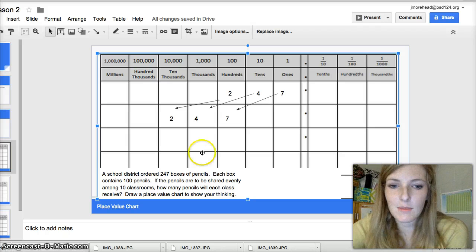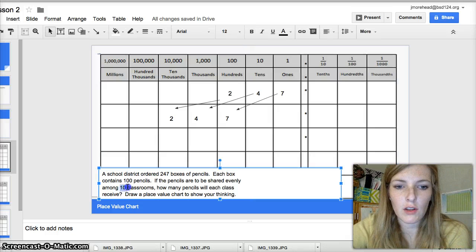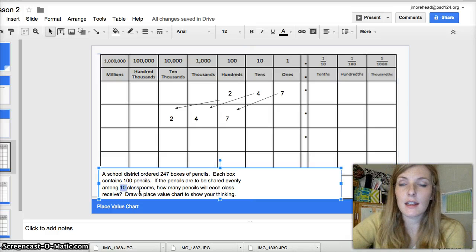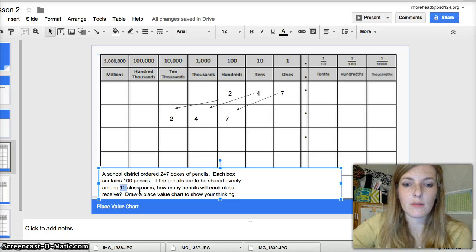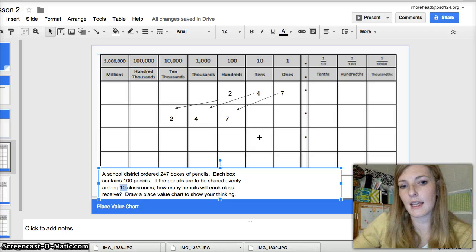But I'm not quite done yet because I have another part. Okay, so I have 10 classrooms that they're sharing it between. So if I'm sharing an entire number between 10 classrooms, is my number going to get bigger or is my number going to get smaller? You should say getting smaller because I'm dividing the pencils among 10 classrooms.